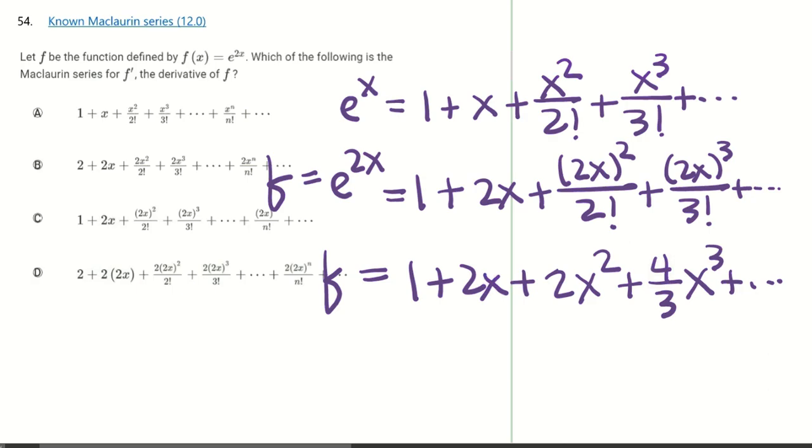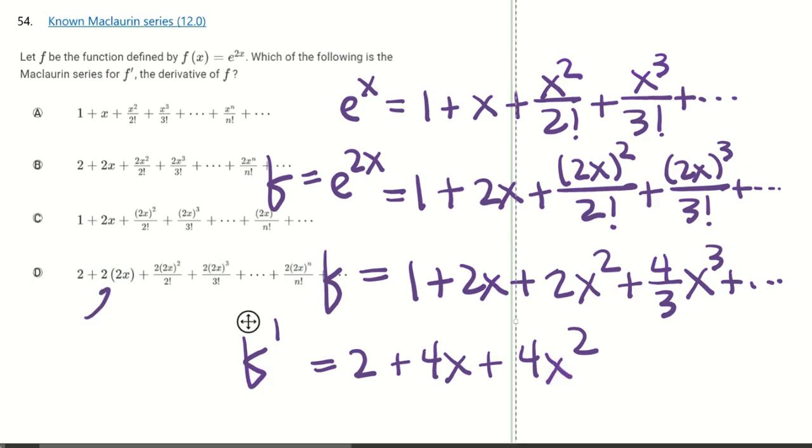And I'm hoping that I can just match up the first few terms to the answer choices. F prime is going to be equal to the derivative of 1 is 0, derivative of 2x is 2, 4x squared. 2 plus 4x plus, oh, they actually did this. That's interesting. Okay, whatever. Sure. That's going to be my answer choice.